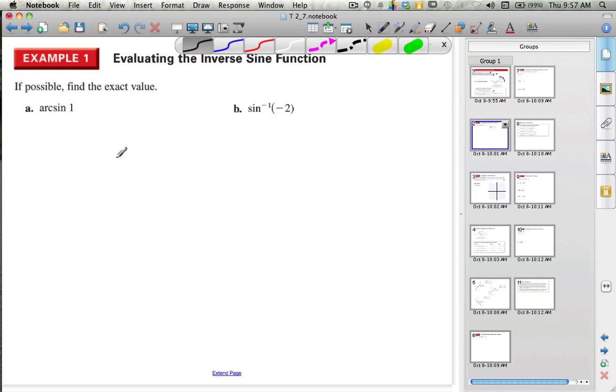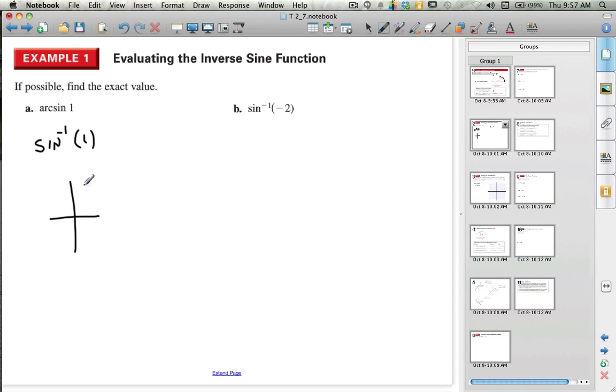Okay, so if we go through, first we're going to just work on evaluating the inverse sine function. So we want to find inverse sine of 1. Arc sine is the same as inverse sine. And again, remembering from the unit circle, sine is related to the y-coordinate. Where's the y-coordinate 1? It's right here, right? Because this is (0, 1). So it would be at π/2.